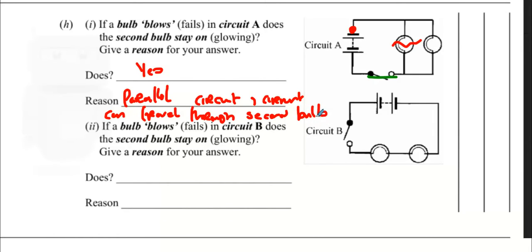Okay, if a bulb fails in circuit B, does the second bulb stay on? The answer is no. The reason is, if one bulb blows, there's no way to complete the circuit.